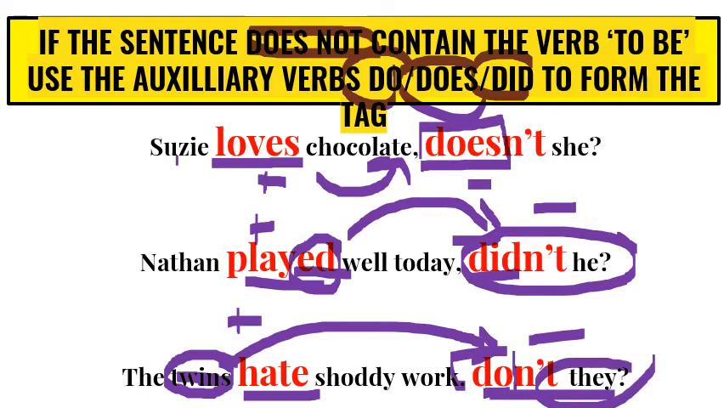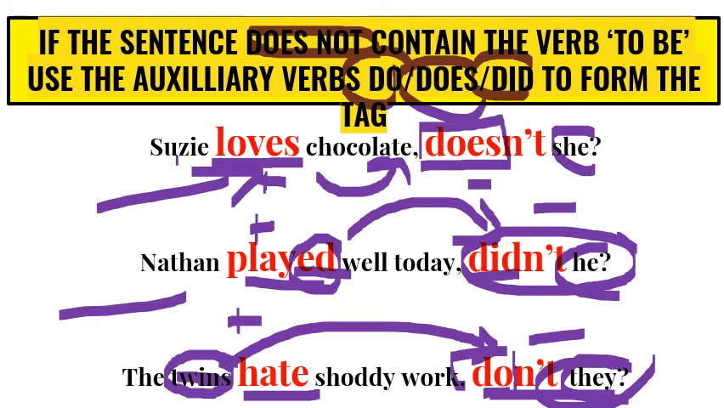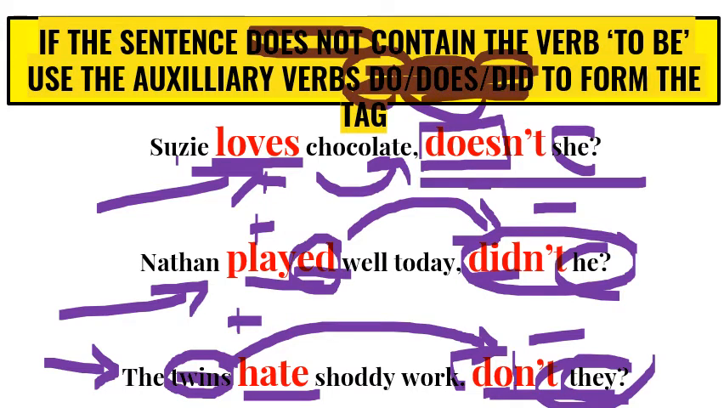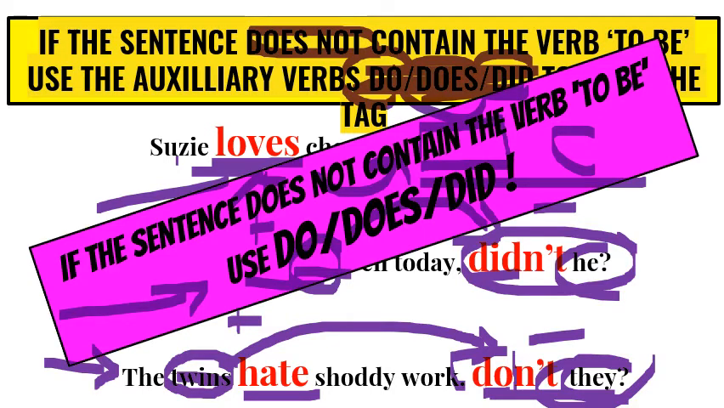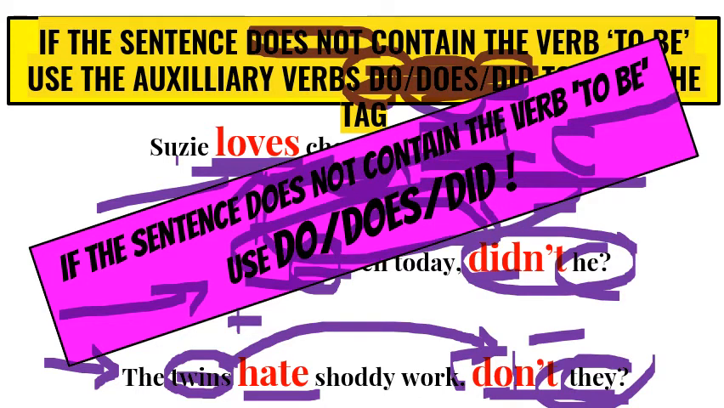We're going to look at my pronouns in a minute. What is important for me here is that you can figure out that if I do not have a verb to be in there, I am then going to call in do, does, or did to formulate my tags. So if the sentence does not contain the verb to be, use do or does or did.